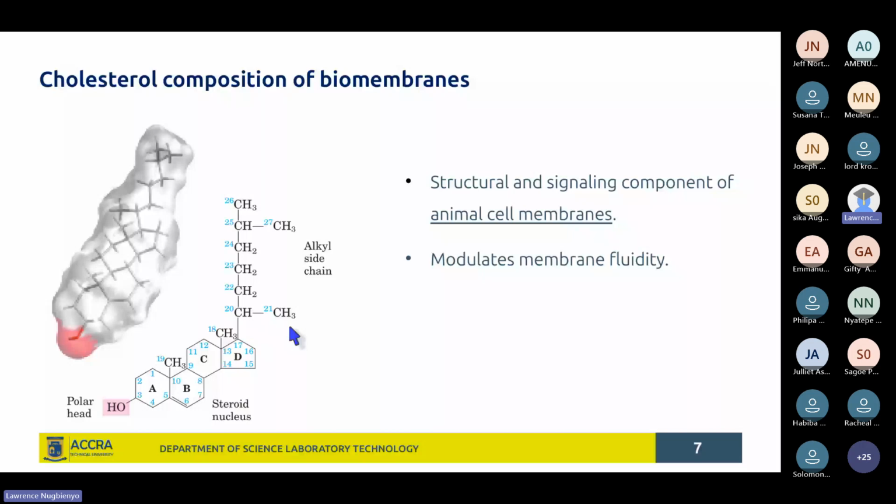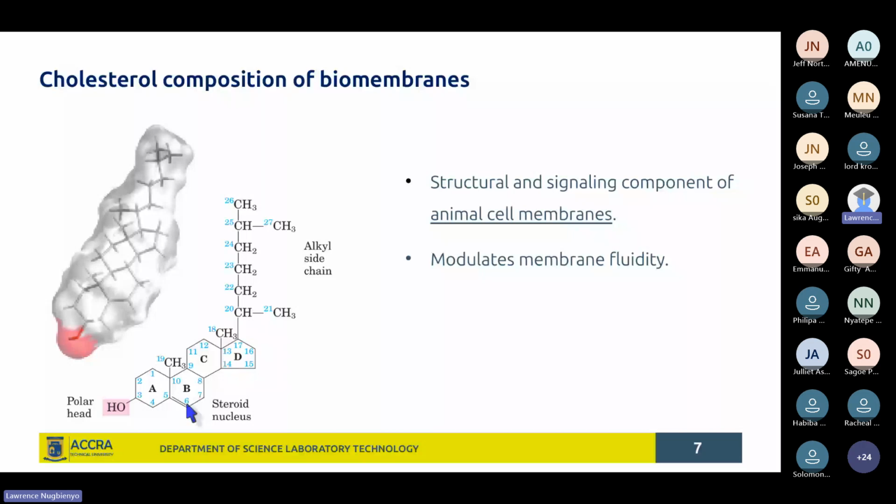And you take a look at the structure, you see that, just like you have these fatty acids with the carboxylic acid group, which is hydrophilic, then you have the hydrocarbon chain, which is the hydrophobic tail. You see that cholesterol is having some hydrophilic head as well, which is a polar head.